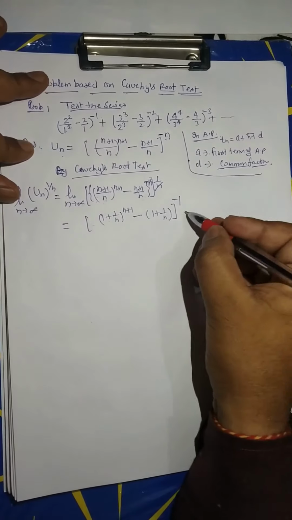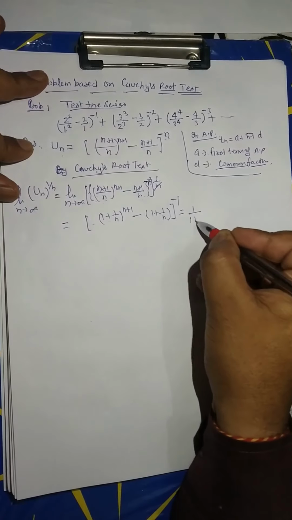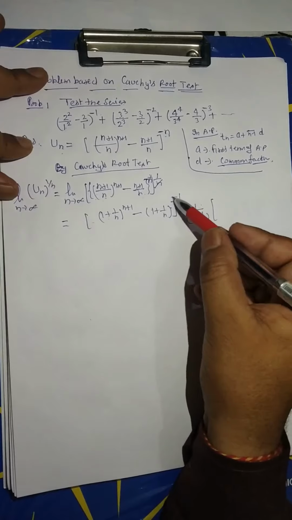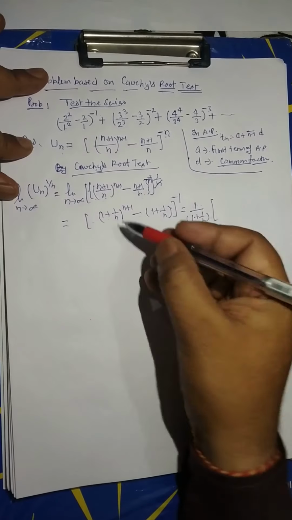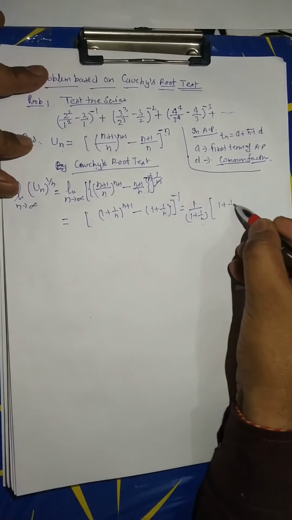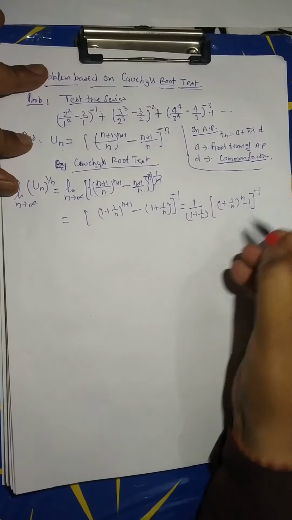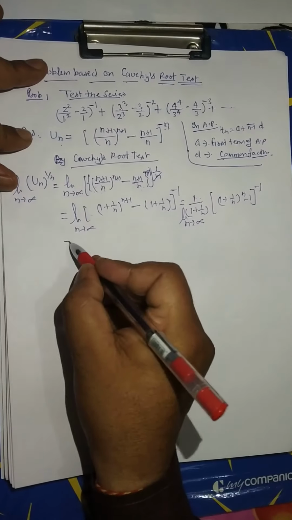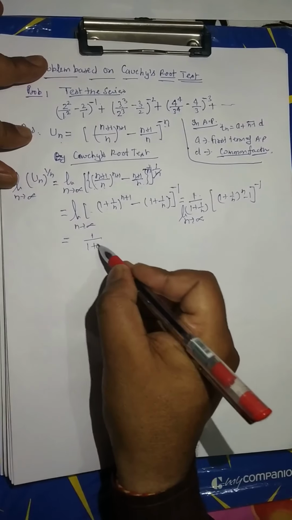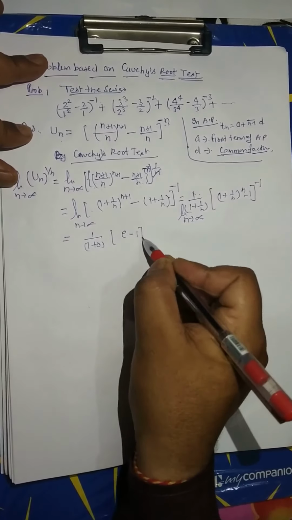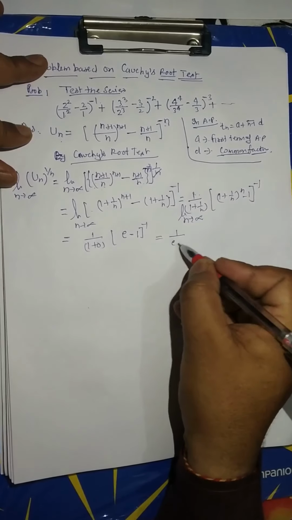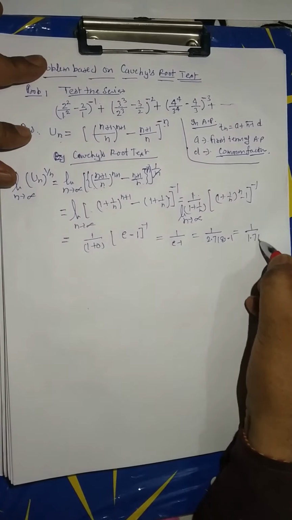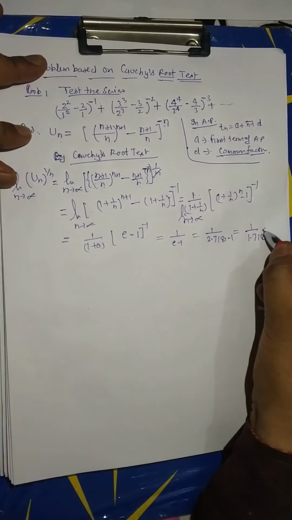Now taking common the term 1 plus 1 upon n, 1 plus 1 upon n common whole power minus 1, then the common term in the denominator, we get 1 plus 1 upon n whole power n minus 1 whole power minus 1, limit n tending to infinity. This is equal to 1 plus 0, that is e minus 1 whole power minus 1. This is equal to 1 upon e minus 1, which is 1 upon 2.718 minus 1, that is 1 upon 1.718, which is always less than 1.